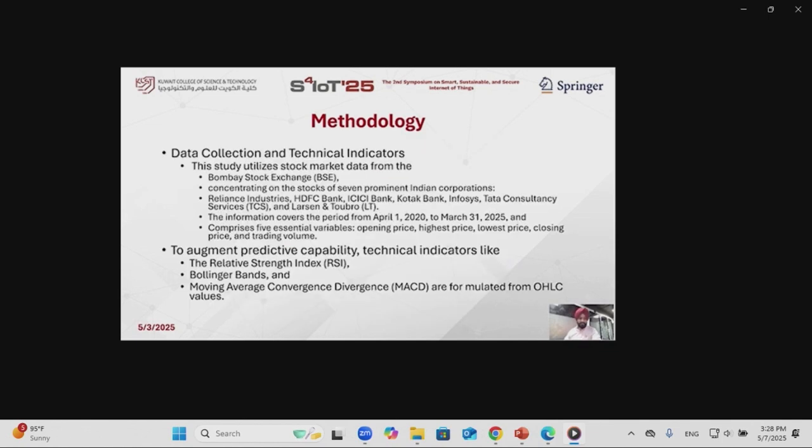So this is the data we have. We have two sorts of data. One is the stock data, one is the BSE data, from April 1, 2020 to 31st March 2025. And for technical indicators, we use RSI, Bollinger Bands, and MACD.